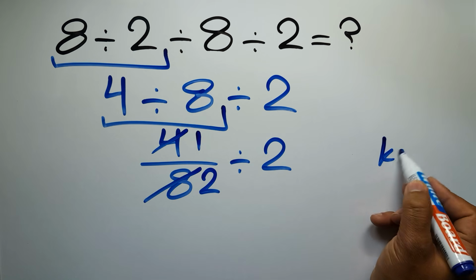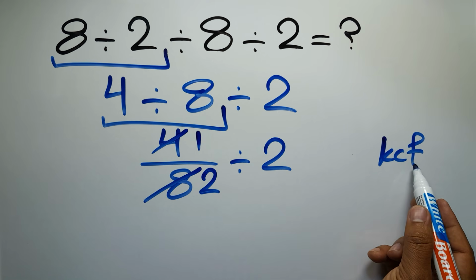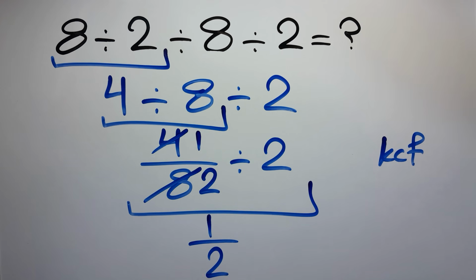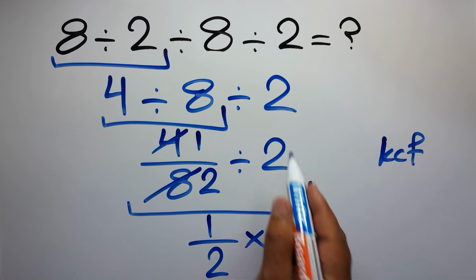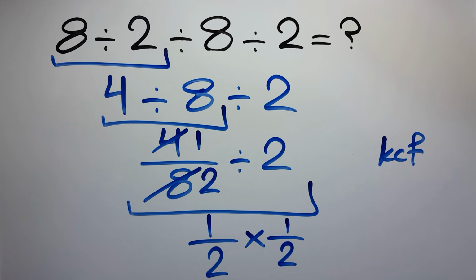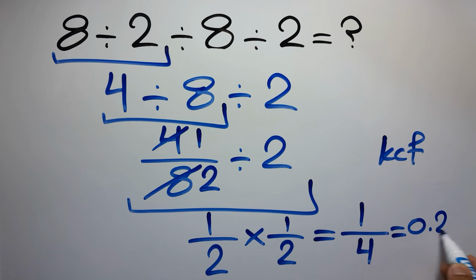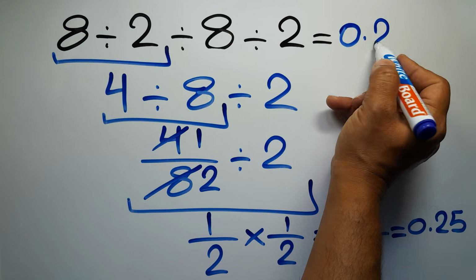According to the KCF rule, K stands for keep, C stands for change, and F stands for flip. We can write: keep the first fraction, change division to multiplication, and flip the second fraction. So we have 1 over 2 times 1 over 2, which equals 1 times 1 gives us 1, and 2 times 2 equals 4. So 1 over 4 or 0.25. And this is our final answer to this problem. The correct answer is 0.25.